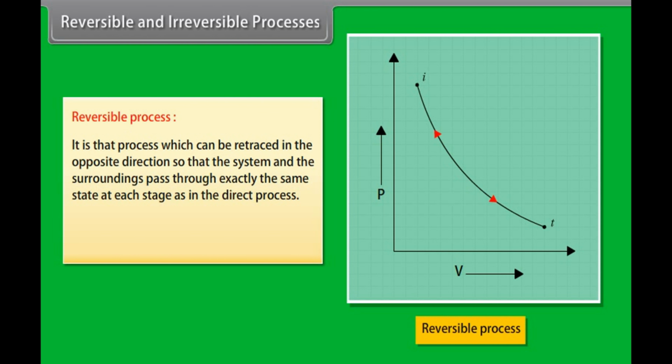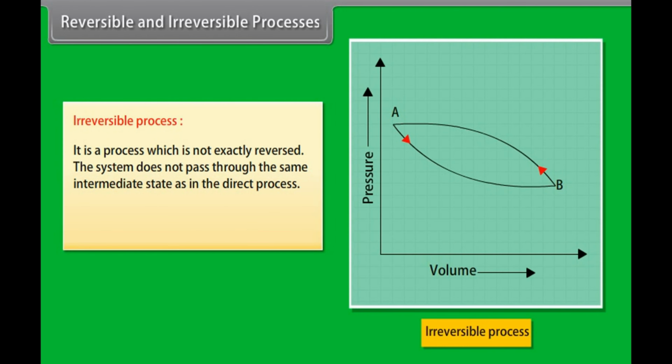Reversible and irreversible processes. Reversible process. It is the process which can be retraced in the opposite direction so that the system and the surroundings pass through exactly the same state at each stage as in the direct process. Electrolysis, slow compression or extension of a spring are examples of reversible processes. Irreversible process. It is a process which is not exactly reversed. The system does not pass through the same intermediate state as in the direct process. All chemical reactions and natural processes are examples of irreversible processes.